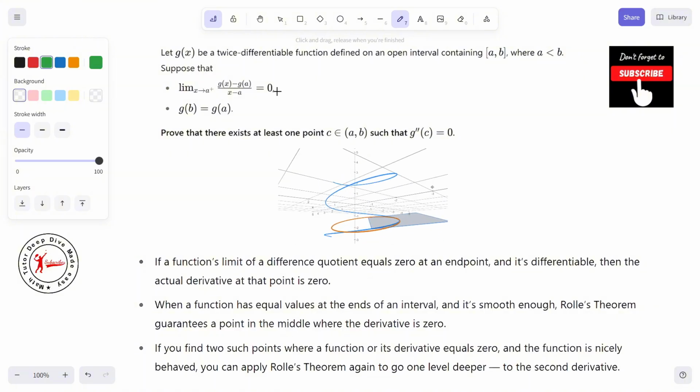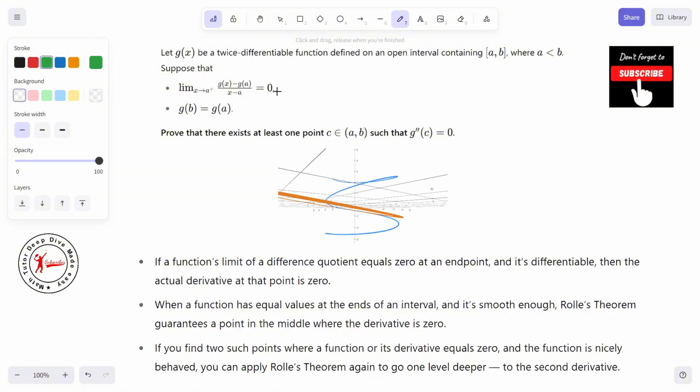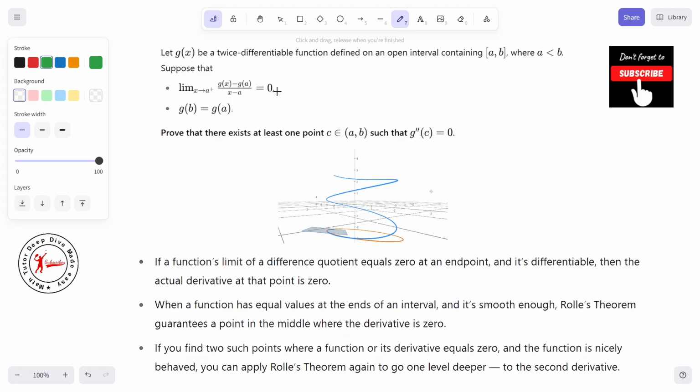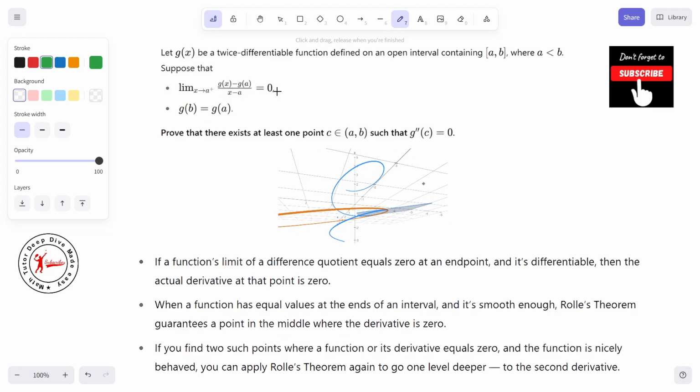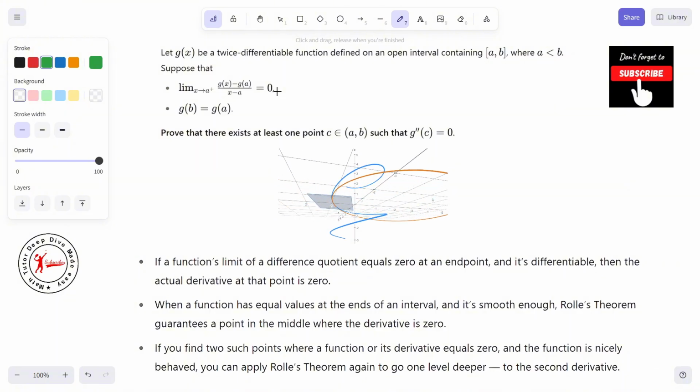Here are some helpful things to remember when tackling problems like this. 1. If a function's limit of a difference quotient equals 0 at an endpoint, and it's differentiable, then the actual derivative at that point is 0. 2. When a function has equal values at the ends of an interval, and it's smooth enough, Rolle's theorem guarantees a point in the middle where the derivative is 0. 3. If you find two such points where a function or its derivative equals 0, and the function is nicely behaved, you can apply Rolle's theorem again to go one level deeper, to the second derivative.